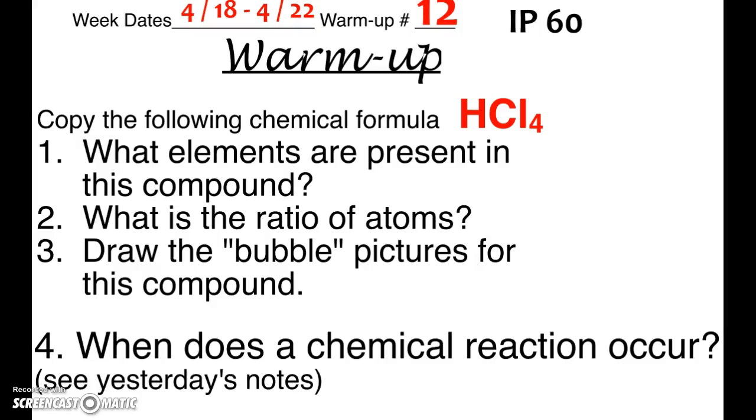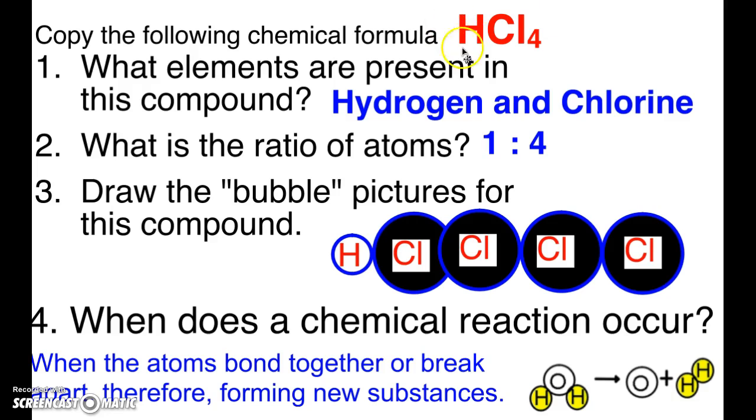So here was your warm-up today, and here are the answers to the warm-up to make sure that you guys understand. Here was the compound that you were supposed to copy down, HCl4. The elements present in this compound are hydrogen and chlorine. I can tell there's two different elements because there's two different capital letters, H for hydrogen, Cl for chlorine. The ratio of atoms within this compound is 1 to 4.